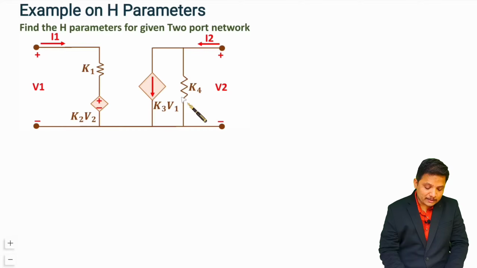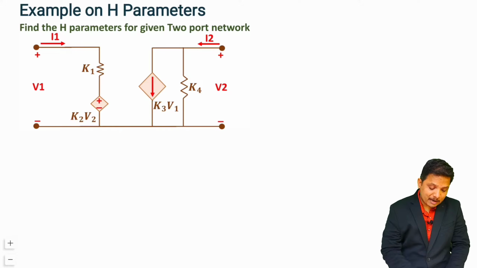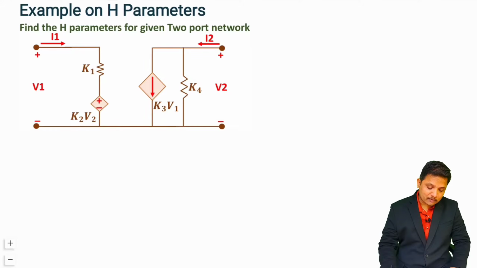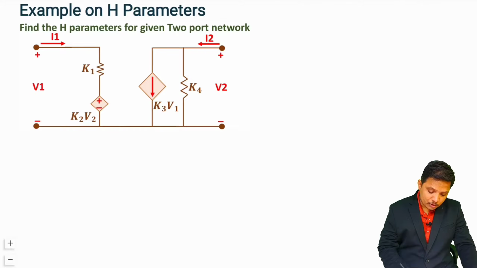But my dear students, in that way only students make mistakes. There is a little difference between the H parameter equivalent circuit and this circuit, so you cannot directly compare both circuits. So let us find the H parameters by the basic standard process. For the calculation of H parameters, you should know the basic equations of H parameters.